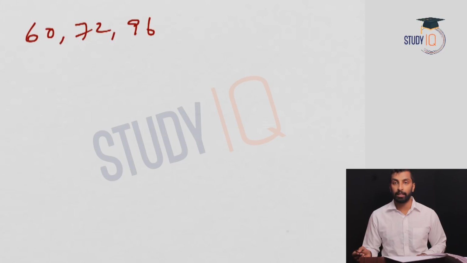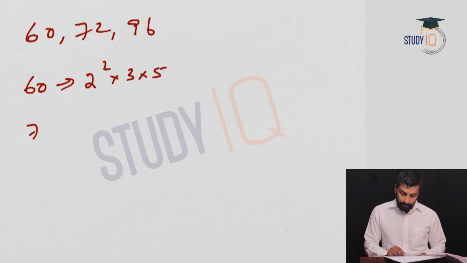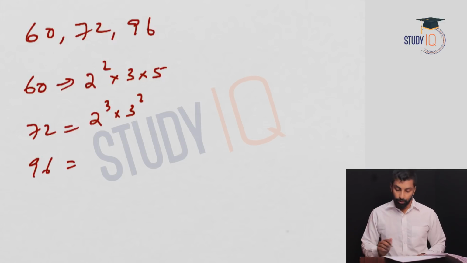So in the previous video, we have seen the method of finding the LCM by using prime factorization. We have seen the LCM of 60, 72 and 96 by using the method of prime factorization. 60 you will write as 4 into 15, so it's actually 2 square into 3 into 5. 72 you will write as 8 into 9, so 2 cube into 3 square. 96 you will write as 32 into 3, so 2 raised to 5 into 3.